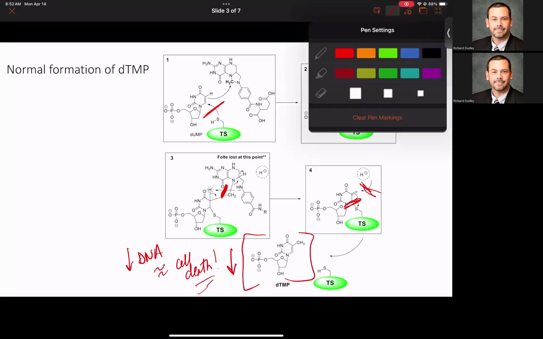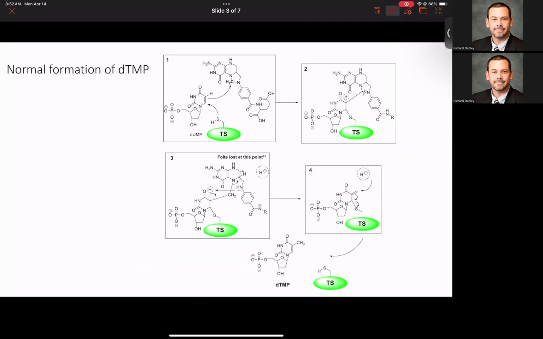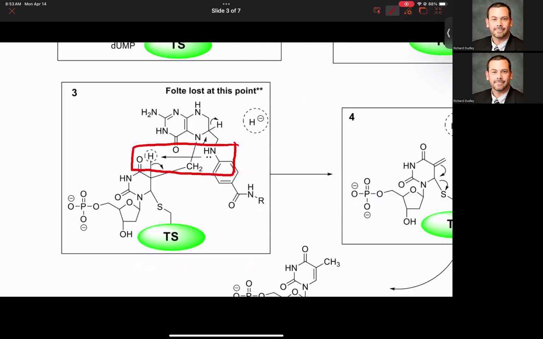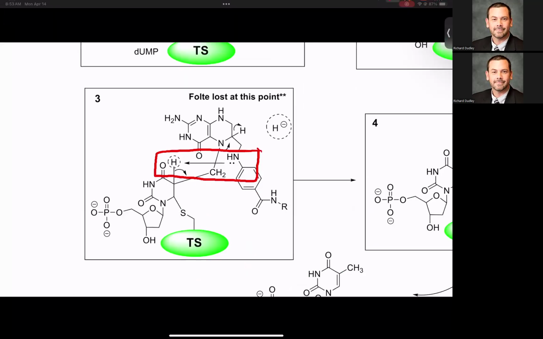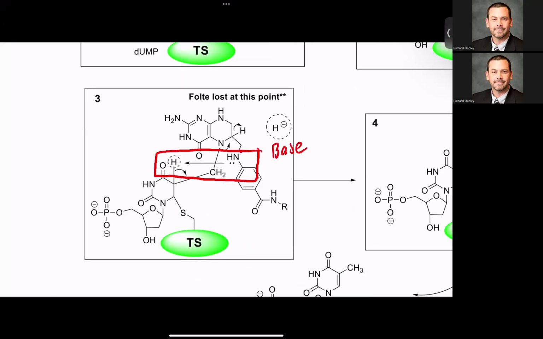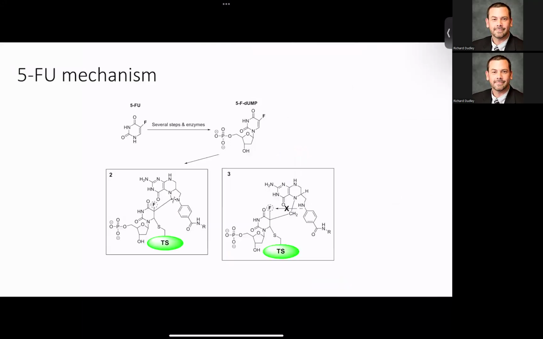And the most important part of this whole mechanism that I want you to reflect on or focus on as it relates to our topic of 5-fluorouracil is this step right here. All right. Because what we have here in this step is a base in the form of this secondary amine and then an acidic proton, whereby the lone pair on that amine can pull off this proton and cause these electrons to fall into forming a bond between the 5 position and the methylene carbon.